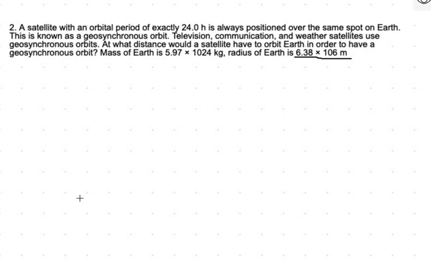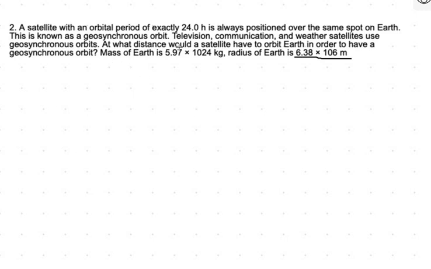Okay guys, so this question is from Kepler's Laws worksheet and it's question number 2. And it reads, a satellite with an orbital period of exactly 24 hours is always positioned over the same spot on the Earth. This is known as geosynchronous orbit. Television, communication, and weather satellites all use geosynchronous orbits.